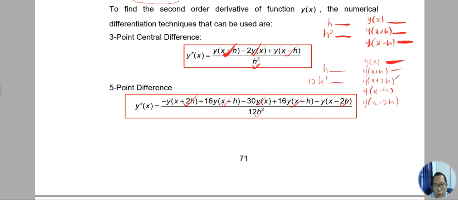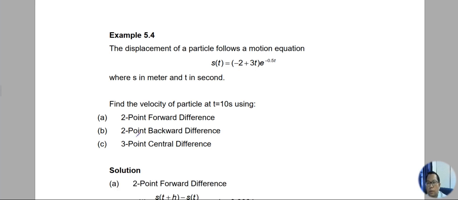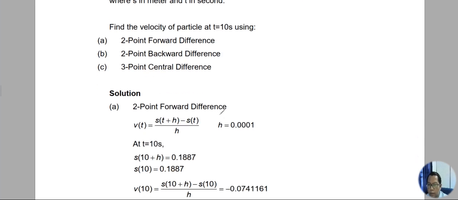And if you get all these values, then you have to substitute into this formula. Okay, we proceed to example 5.4. The displacement of the particle follows the function of the equation s(t) equals minus 2πt. So from here, they should give you the h value. In this case, from the question, they give you the h value is 0.0001.